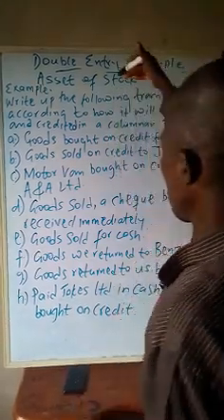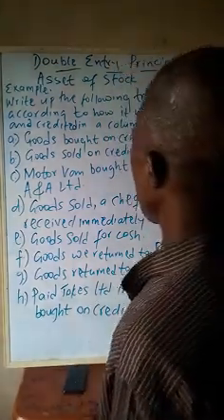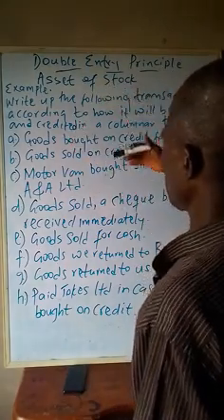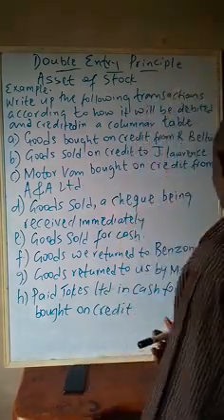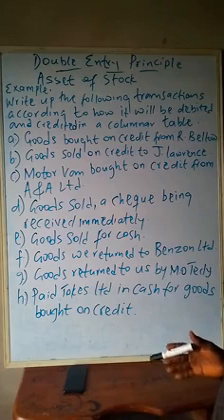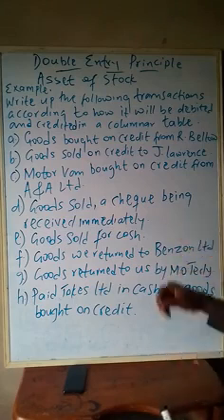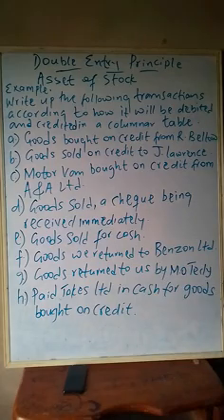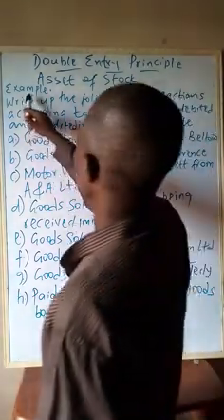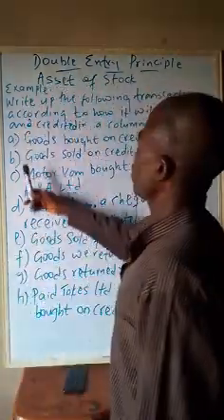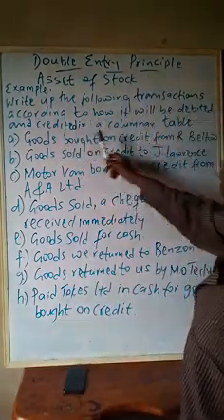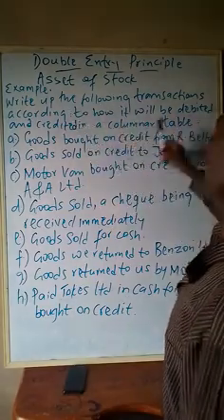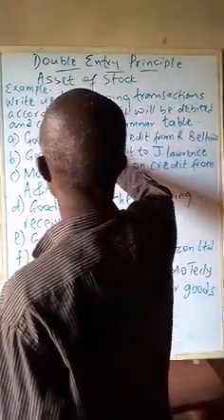So today we are focusing on asset of stocks, and what you'll be seeing in the asset of stocks are goods. We're seeing goods bought, goods sold, goods returns. Those are the asset of stocks. That is what the business is dealing with. And today we are presenting these little questions. Write up the following transactions according to how they will be debited and credited in a columnar table or in a columnar form.